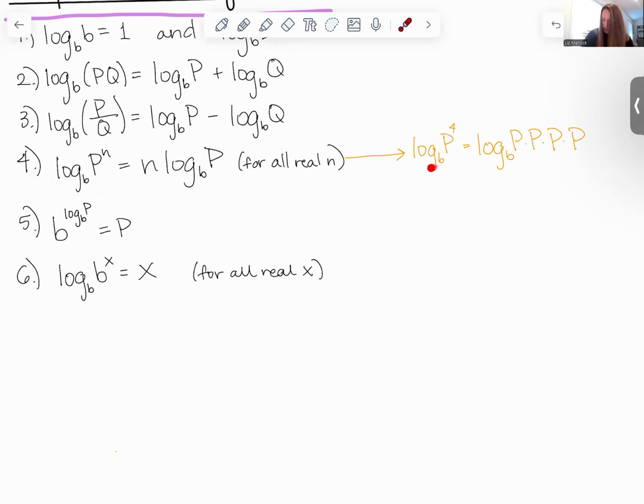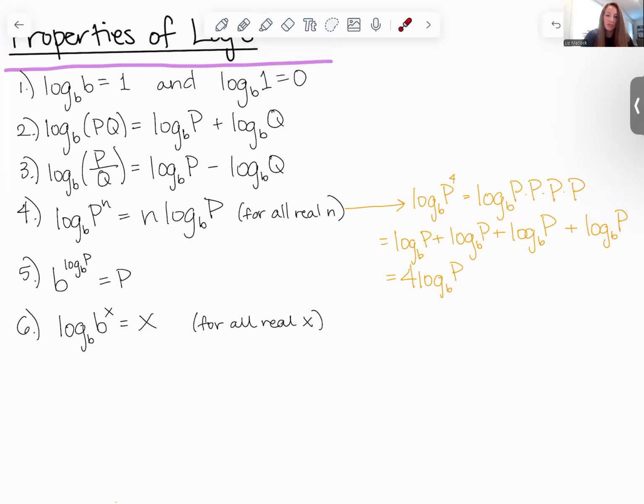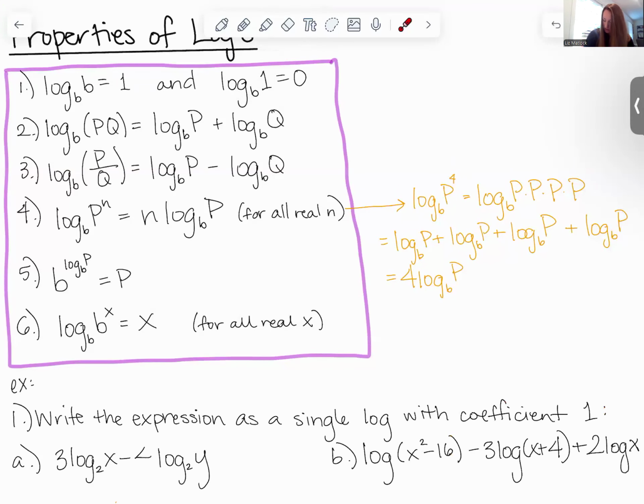So log base b of p to the 4th, for instance, is log base b of p times p times p times p. And we can split this product up into a sum of 4 terms: log base b of p plus log base b of p plus log base b of p plus log base b of p, which is equal to 4 log base b of p. So those are the properties. You might want to take a screenshot or write them down now because we'll be using them as we go, and I'll scroll up so we won't really be able to see this as we do examples.